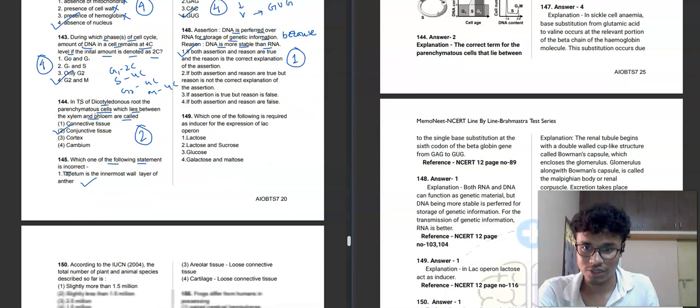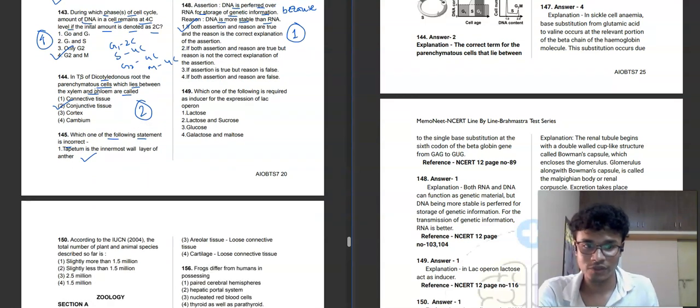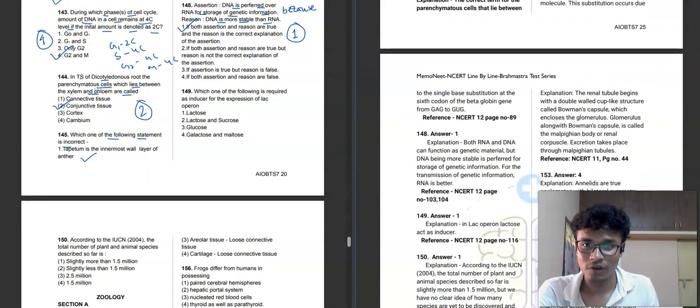Moving towards the next question, 149. It is saying which of the following is required as inducer for the expression of lac operon? Lactose, lactose and sucrose, glucose, galactose, and maltose. You can just say that the name is lac operon, so the inducible thing is the lactose only. The first option will be our correct answer for this question.